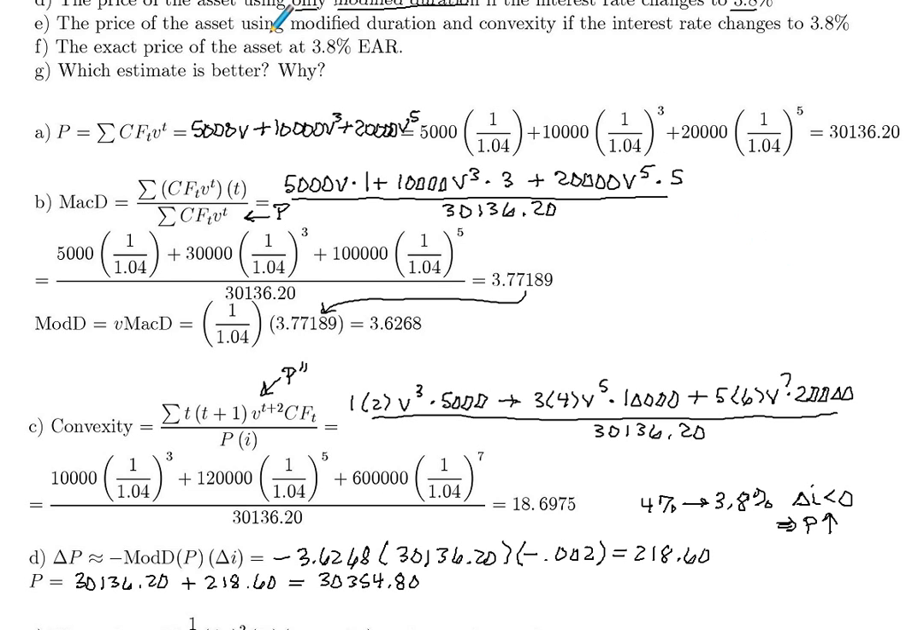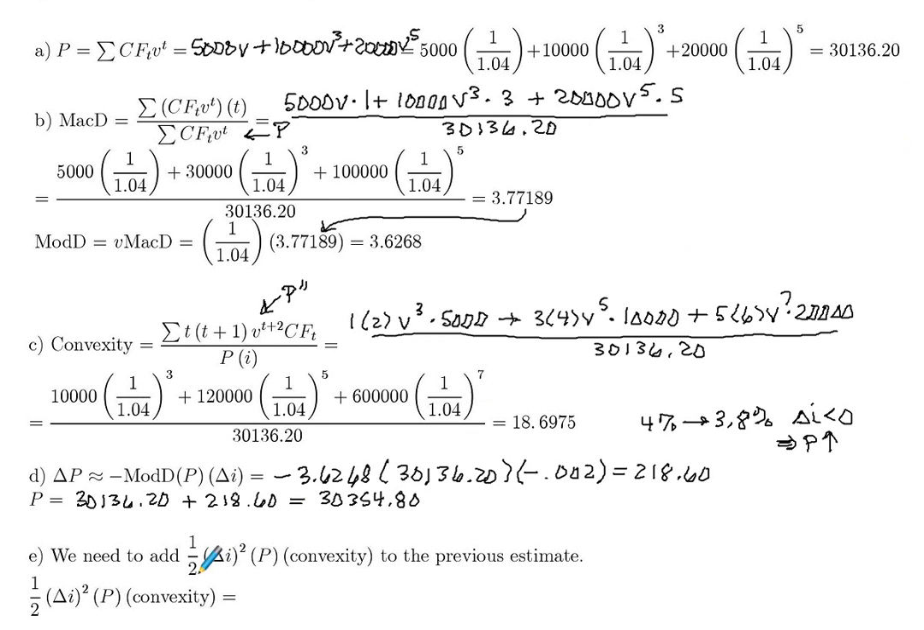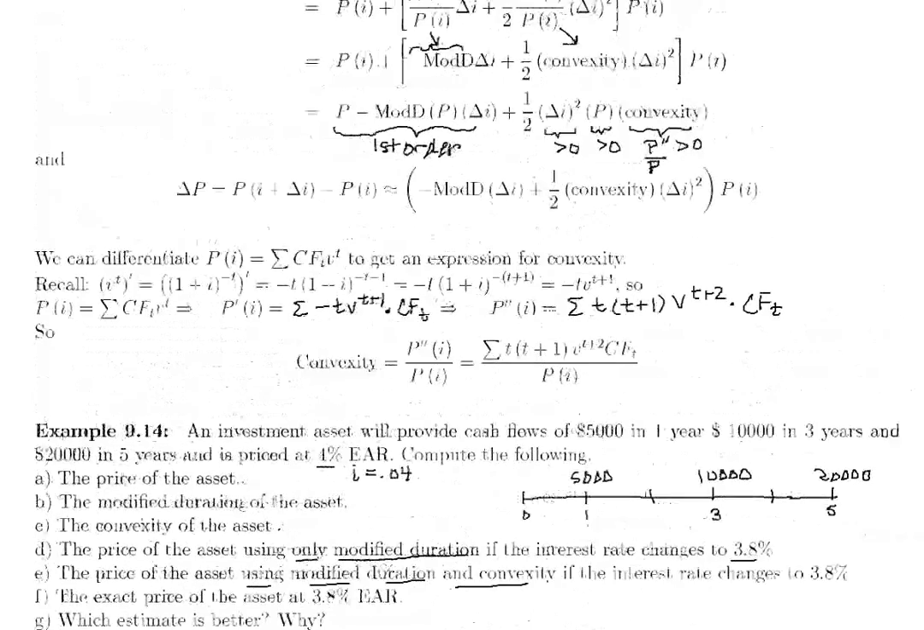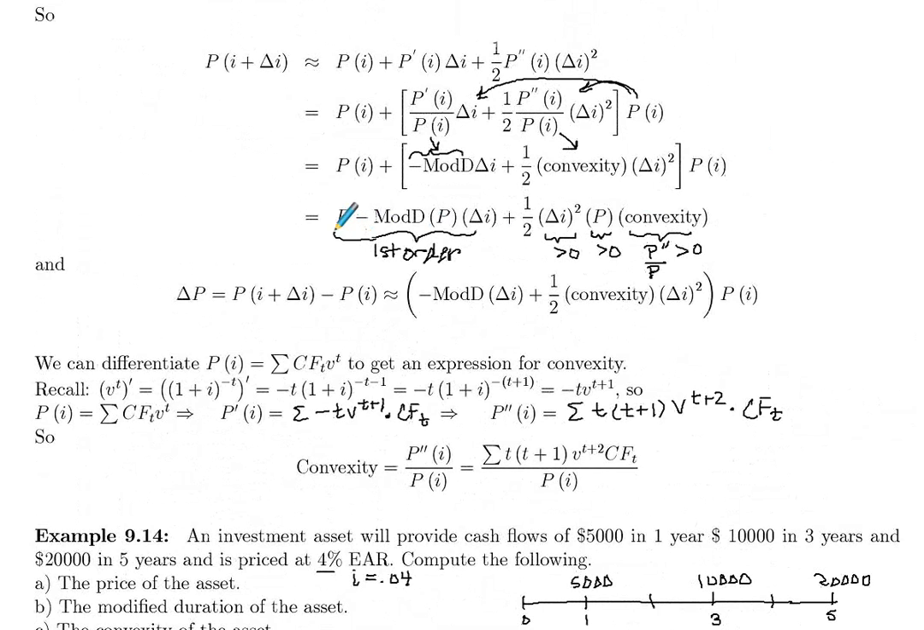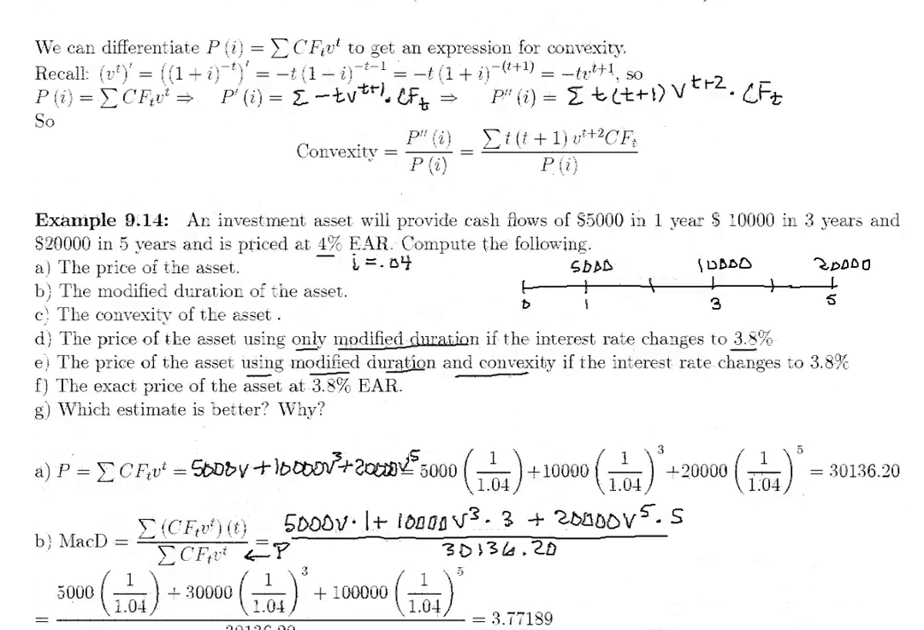All right, next up we want to use the modified duration and convexity. We want to estimate the price. So what's going to happen here is that we need to add the 1/2 delta I squared P times the convexity to the estimate that we have right here. So in other words, we've already done part of the work here. So we've done this much here. We've got the first order approximation or the tangent line approximation. So in order to get the approximation including convexity, we just have to add on this term here, which is 1/2 delta I squared P times convexity.